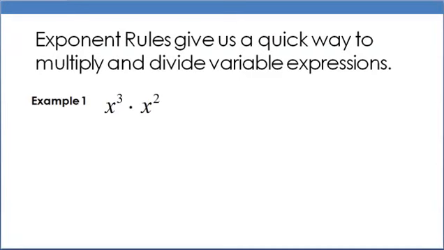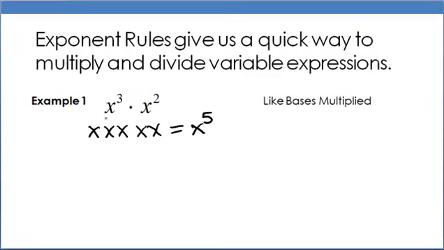Let's look at this first example, x cubed times x squared, and try to figure out the rule for multiplying variables. If we write out what x cubed means, it is x times x times x. And we have multiplication in between. If we write out what x squared means, it is x times x. Now, if we put this back into exponential notation, x is our base, and we have 1, 2, 3, 4, 5 copies, so 5 will be our exponent.